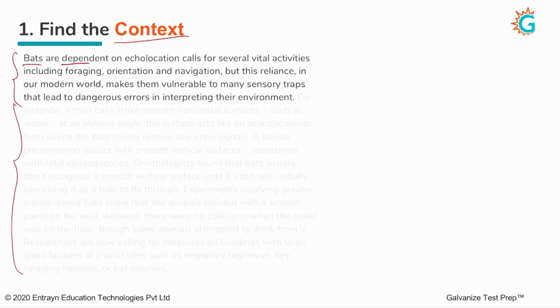Bats are dependent on echolocation calls for several vital activities, including foraging, orientation, and navigation. But this reliance in our modern world makes them vulnerable to many sensory traps that lead to dangerous errors in interpreting their environment.